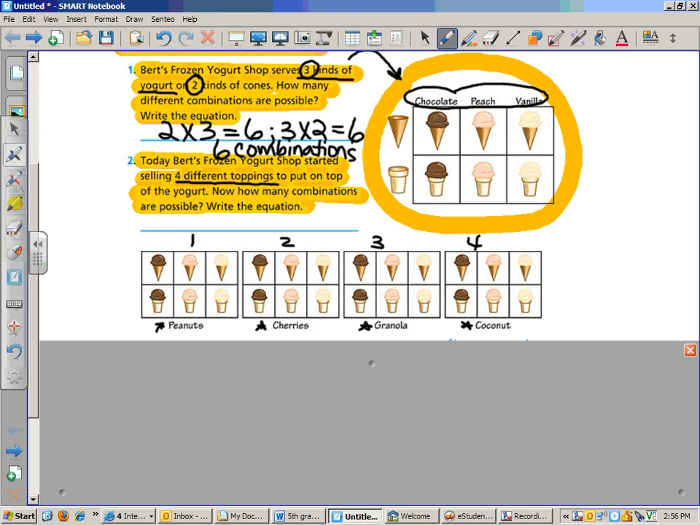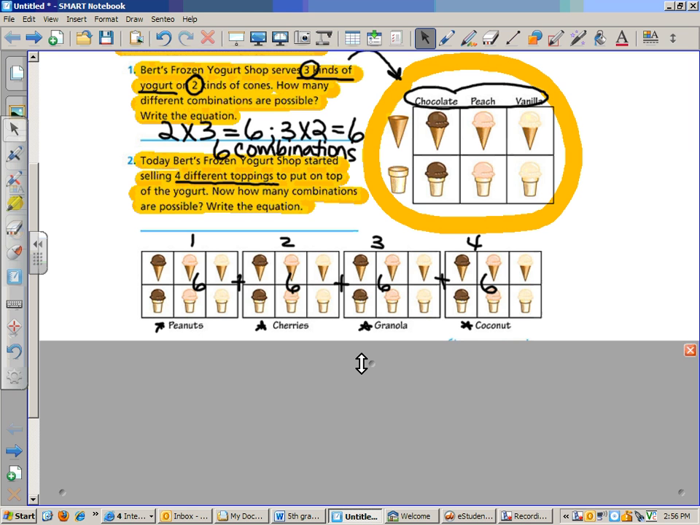All right, so we have 4 different combinations built up here with the 3 different flavors and the 2 different cones. So what we could do is just go ahead and add up all these different combinations. So we have 6 plus 6 plus 6 plus 6. But by 5th grade, we're hoping that we're recognizing that repeated addition is the same as multiplication. So you have 4 groups of 6.